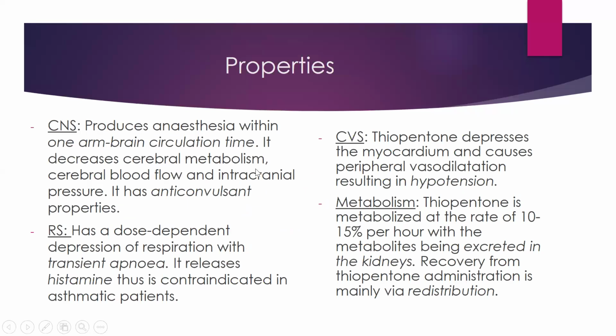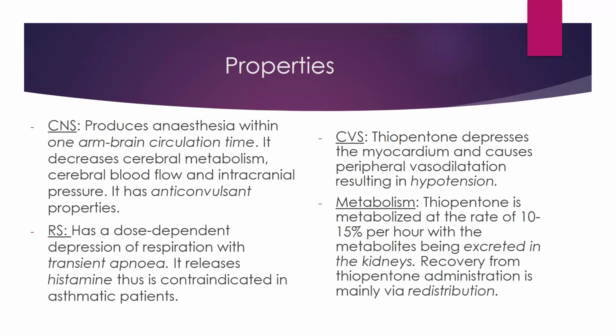Systemic effects. On the CNS, thiopentone produces anesthesia within one arm-brain circulation time, that is within 1 second of injection, traveling from the vein to the brain, crossing the blood-brain barrier and inducing anesthesia. On the CNS, it decreases cerebral metabolism, cerebral blood flow, and intracranial pressure, and that's why it is used for neuroprotection. And very importantly, it has anticonvulsant properties.